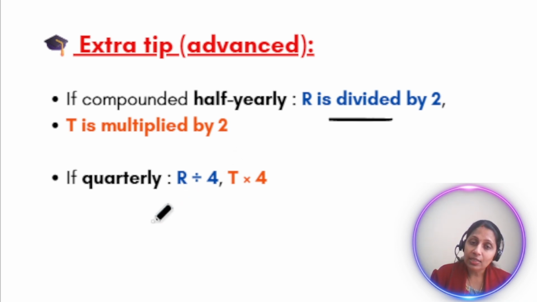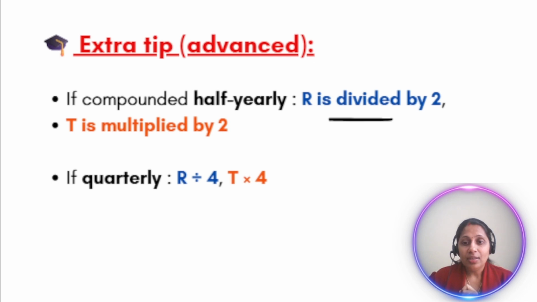If they say quarterly, then R should be divided by 4 and N should be multiplied by 4. Always remember this. Many kids go wrong in this step. Okay. So to twist the question, they may put the trick in this word: annually, half yearly and quarterly. So pay attention to what has been given.